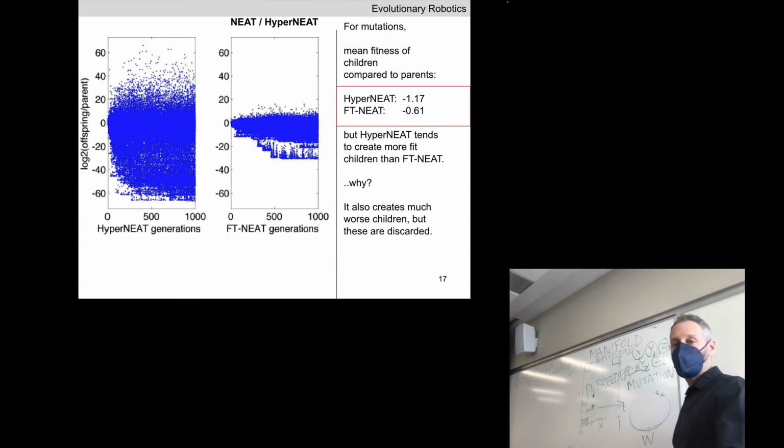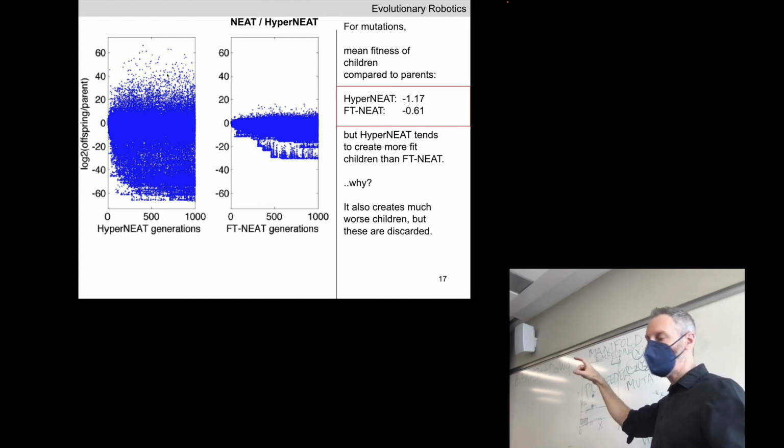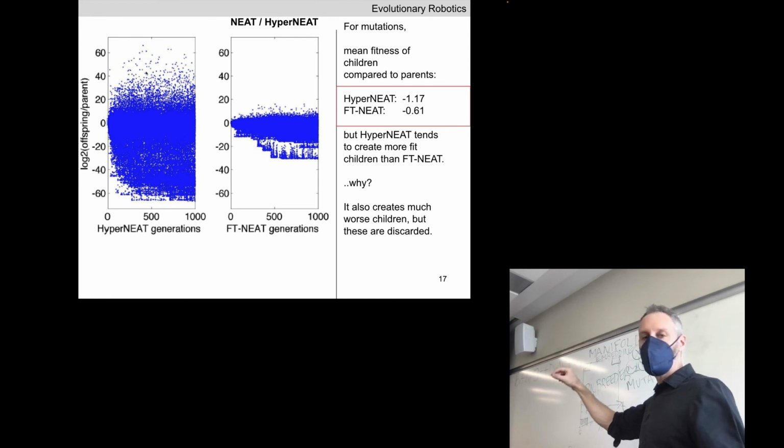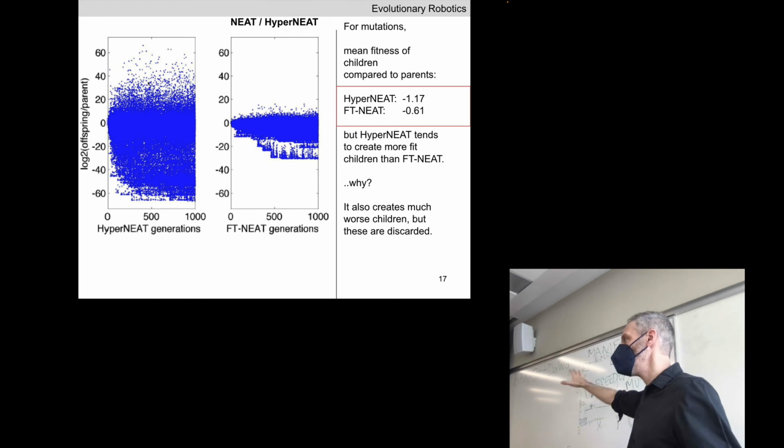They didn't have as great of an effect. A mutation that hits the neural controller in FT-NEAT has less of an impact on the child's behavior. There's less of a difference in fitness between the parent and the child. Over here, the vertical spread is much wider. A mutation that hits a CPPN that paints weights onto a neural controller has a much larger phenotypic effect.